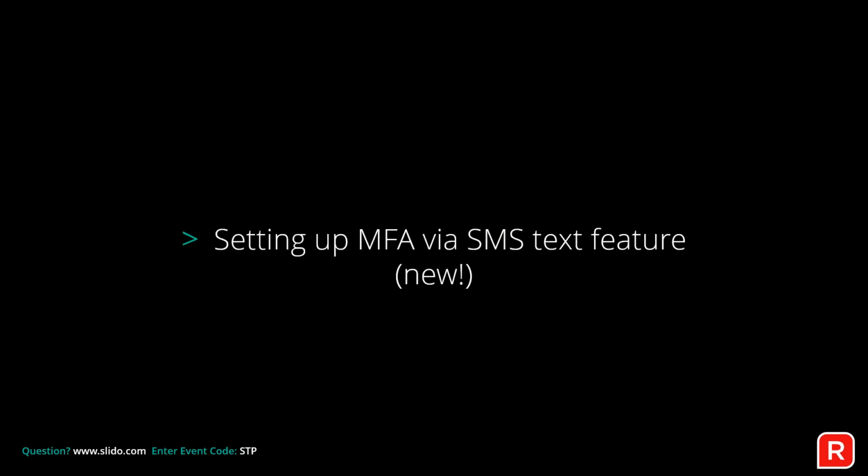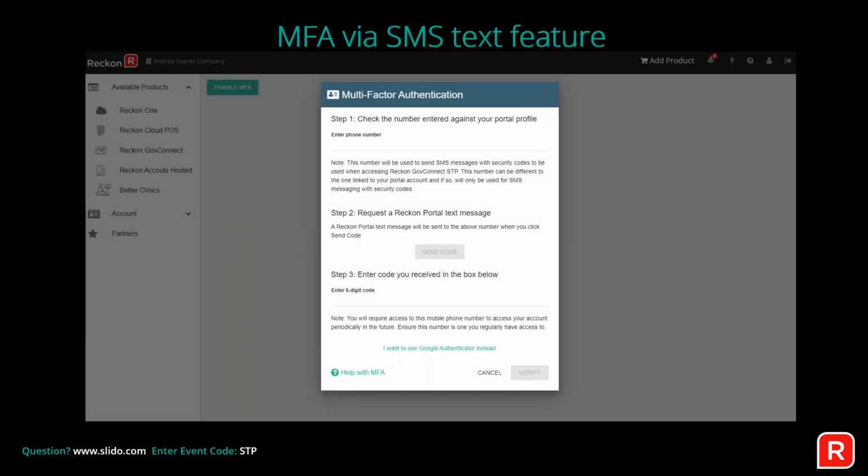The first one we'll do is setting up MFA via SMS, which is the most popular way to do it. It will prompt you to enter in your mobile number. You get them to send the code, and then you enter in that 6-digit code that you receive on your mobile phone.